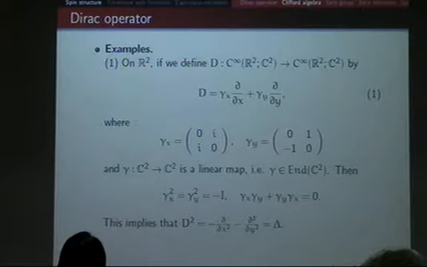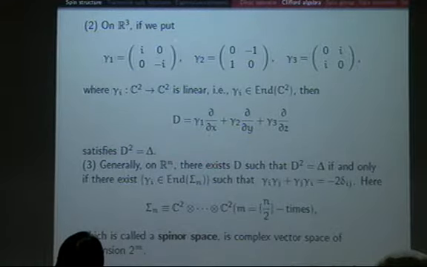For example, on the plane, what is the operator whose square is the reflection, and then we define D. If I take this one, here gamma x, gamma y are 2 by 2 matrices. Then gamma x squared, gamma y squared is minus identity, and these are skew symmetric. And then D squared is the Laplacian. On R3, if we put gamma 1, gamma 2, gamma 3, and define D like this, then D squared is equal to the Laplacian.